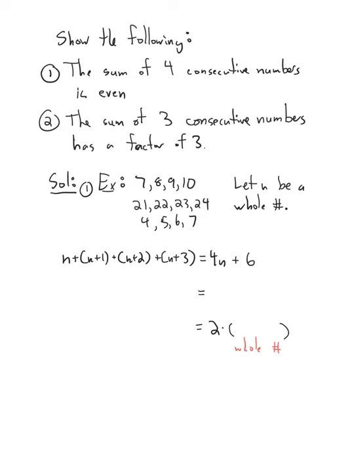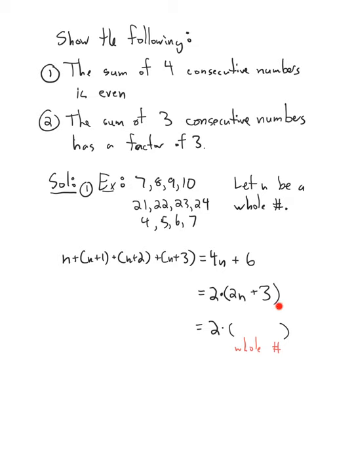So we'll take out a factor of 2, and we're left with, well, if I take out a factor of 2 from 4n, I'm left with 2n. And you can check if you did that correctly just by multiplying it back. 2 times 2n is 4n. And if I take out a factor of 2 from 6, I'm left with 3. And again, you can check, 2 times 3 is 6. So it looks like I've done it. I've written this sum of 4 consecutive numbers as 2 times some other whole number.